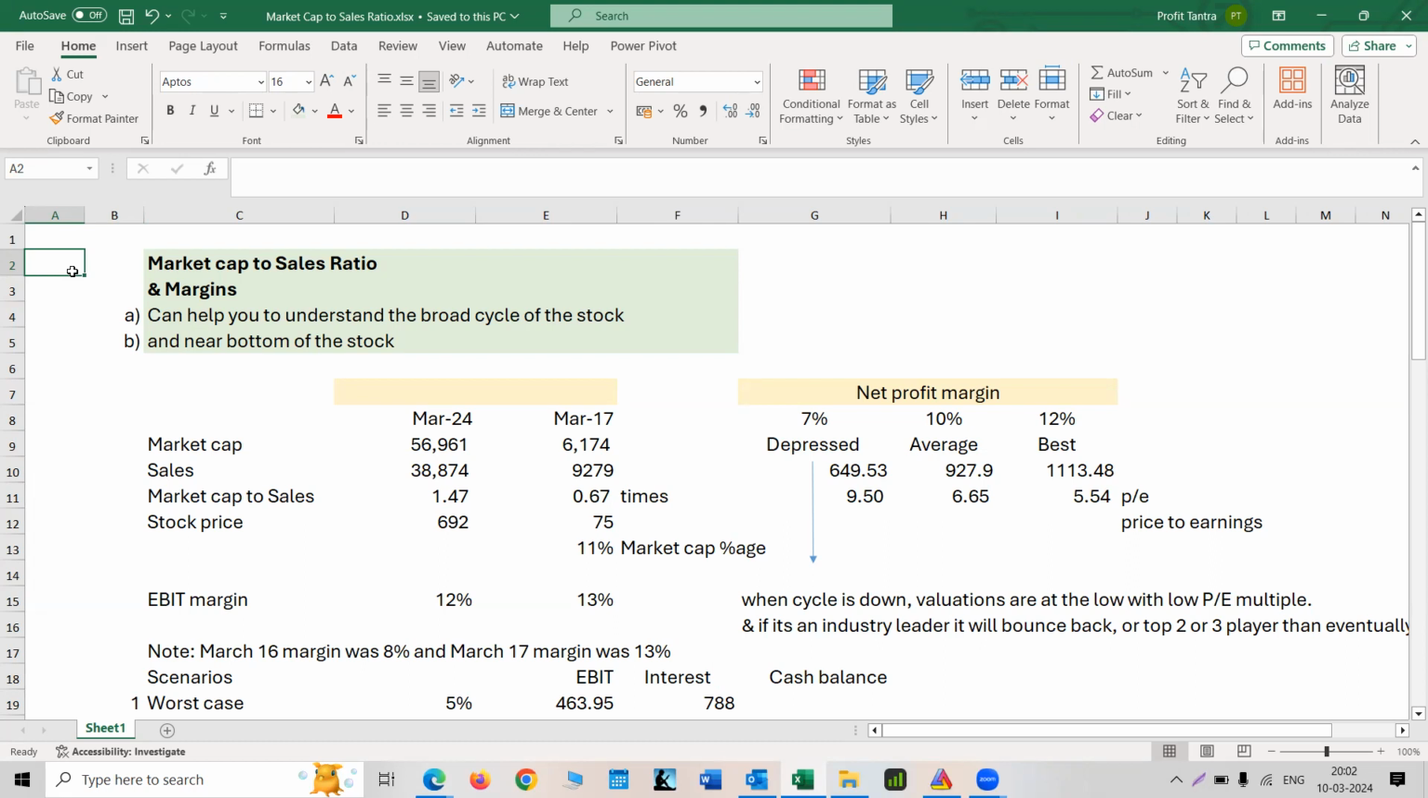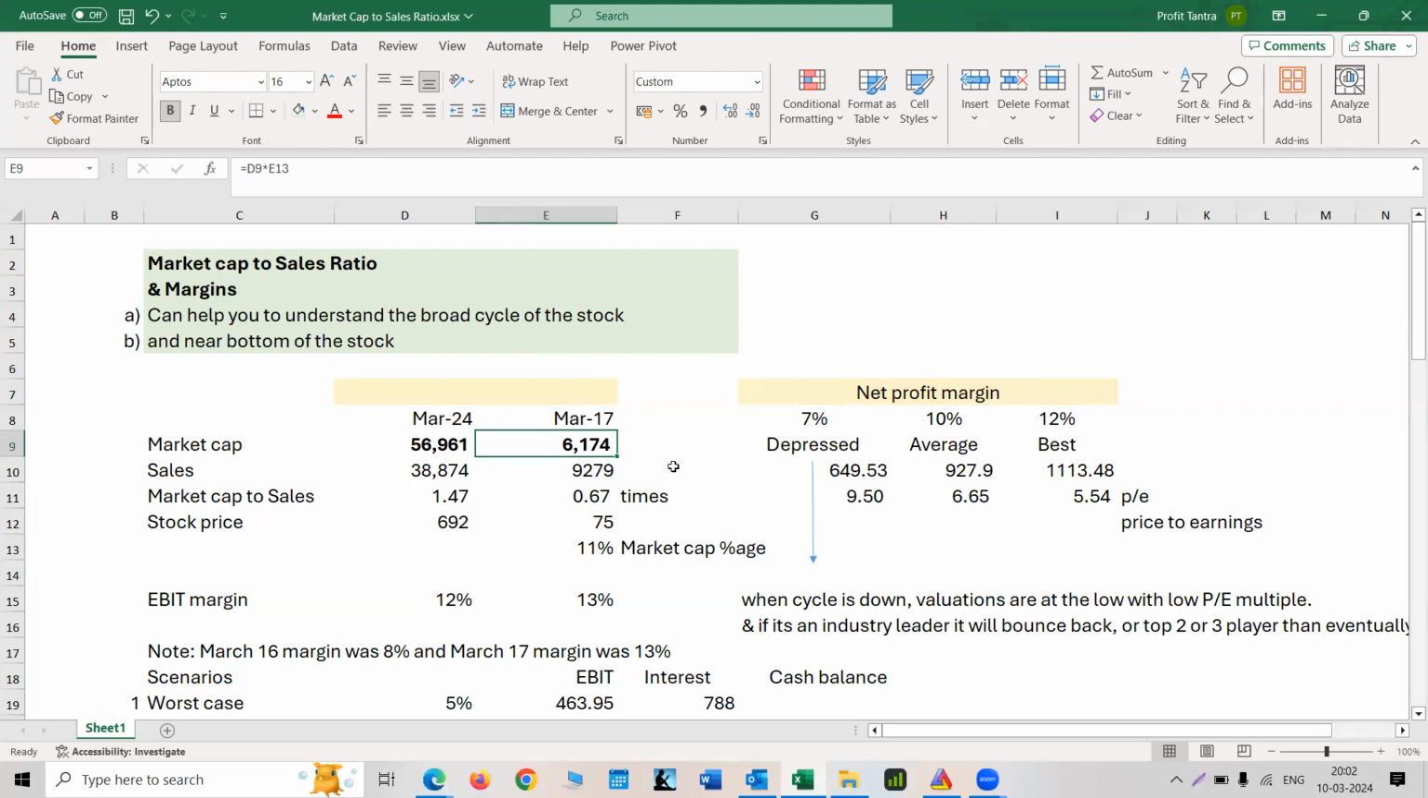Now, how to use this? That is very important. I have taken an example, with some variables, including net profit margin, to show how we can use market cap, sales and margin to understand the broad cycle of the stock. I have taken two years here, and this is an actual company. In 2024 the current market cap is 56,000 crores, and in 2017 the company's market cap was 6,000 crore.